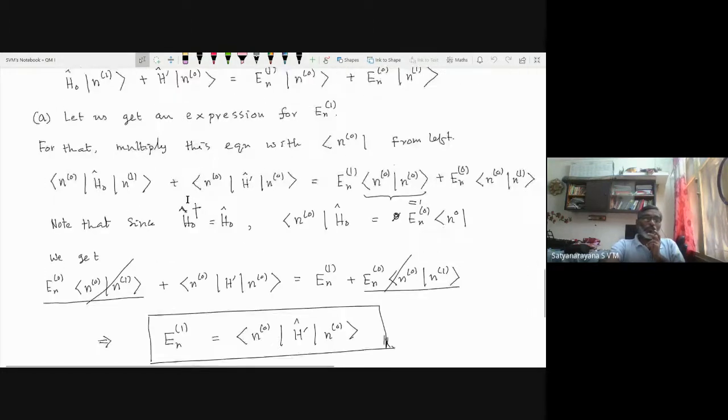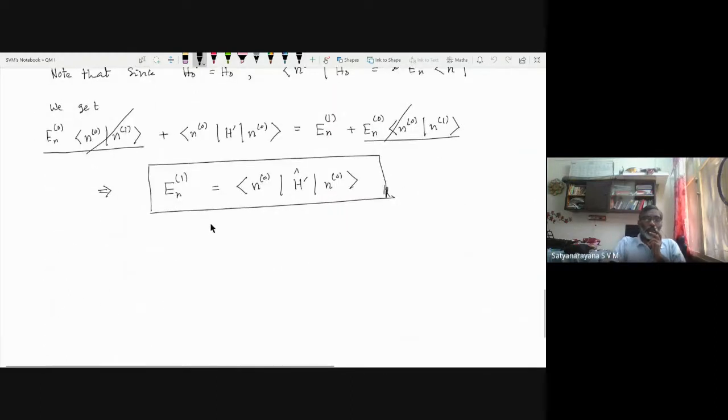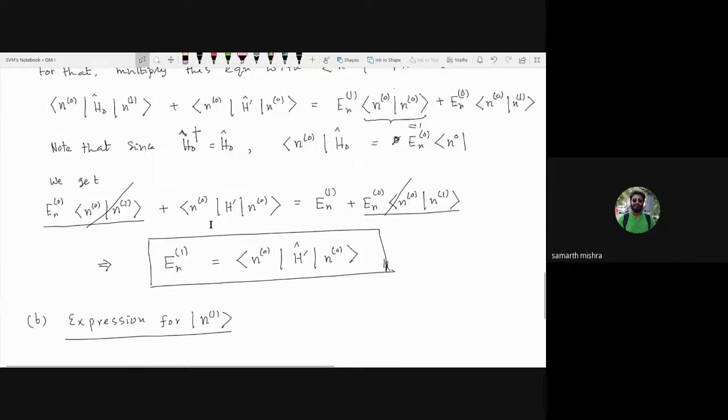Now let's try to do our next thing. So let us try to now get, in B, we will look for the expression for the first order correction in the state. Now let us go back to that equation.